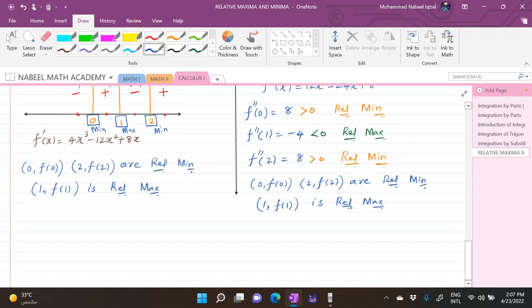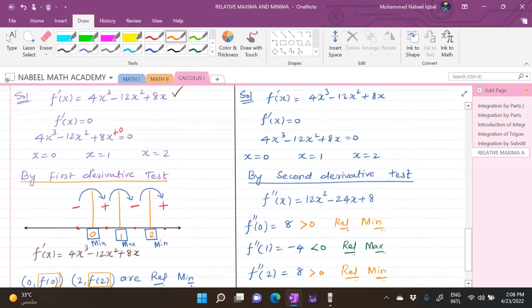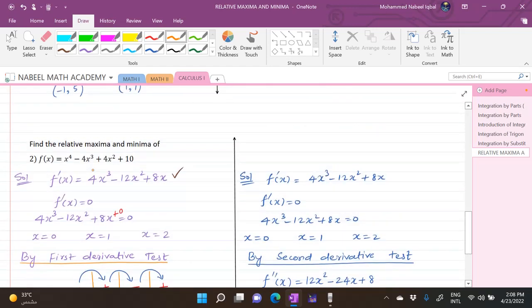We can stop, or otherwise you can calculate f of 1 using the calculator as we did in the previous problem. This is more than enough. So in this video we have just discussed relative maxima and minima using the first and second derivative.